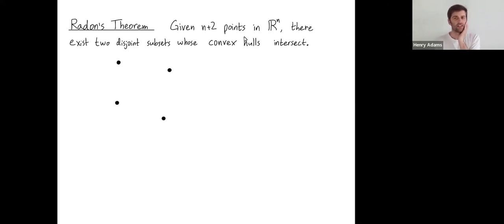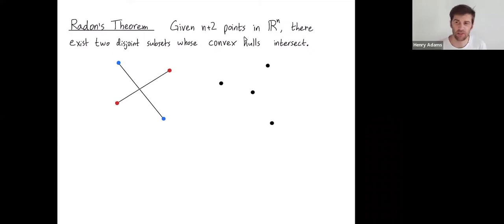Radon's theorem says that if you're in n-dimensional Euclidean space and you have n plus 2 points, then you can find two disjoint subsets of those n plus 2 points whose convex hulls intersect. So here we're in the plane, n is equal to 2, so I have 4 points. And I can break them into two disjoint subsets, the blue points and the red points. And you'll notice that the convex hull of the blue points, meaning this line segment, and the convex hull of the red points, they have an intersection point.